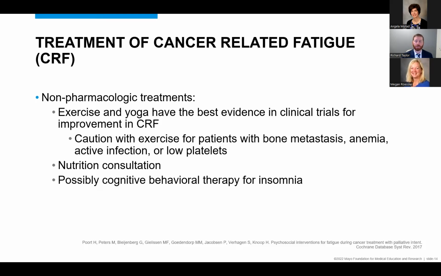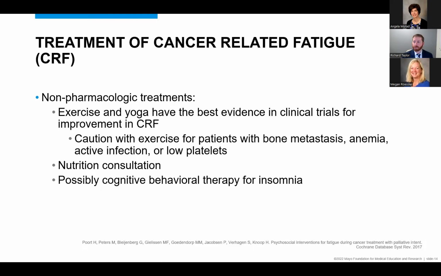Then we start focusing on what are the treatment options for the cancer-related fatigue. And there are several approaches to cancer-related fatigue. Of course, there are non-pharmacologic, which means that we don't use medications, or we typically use other means. So exercise and yoga, believe it or not, have the best evidence, multiple clinical trials that show that exercise and yoga can be quite helpful for fatigue.